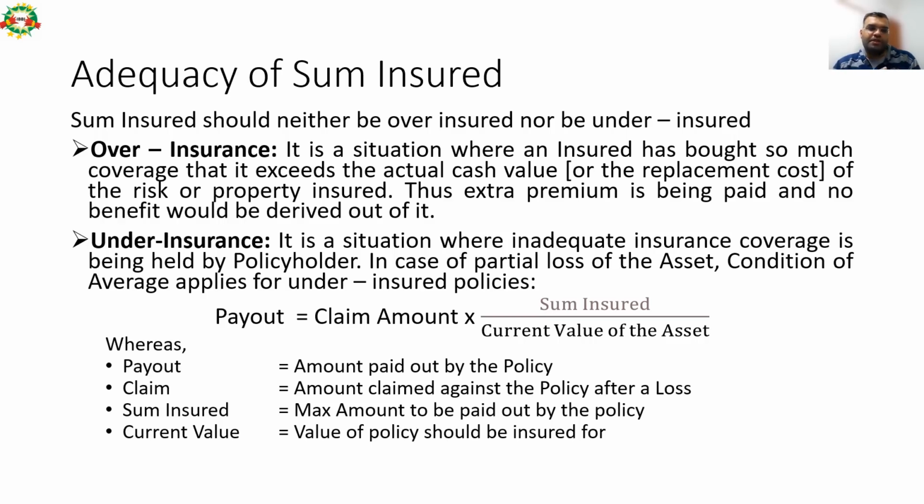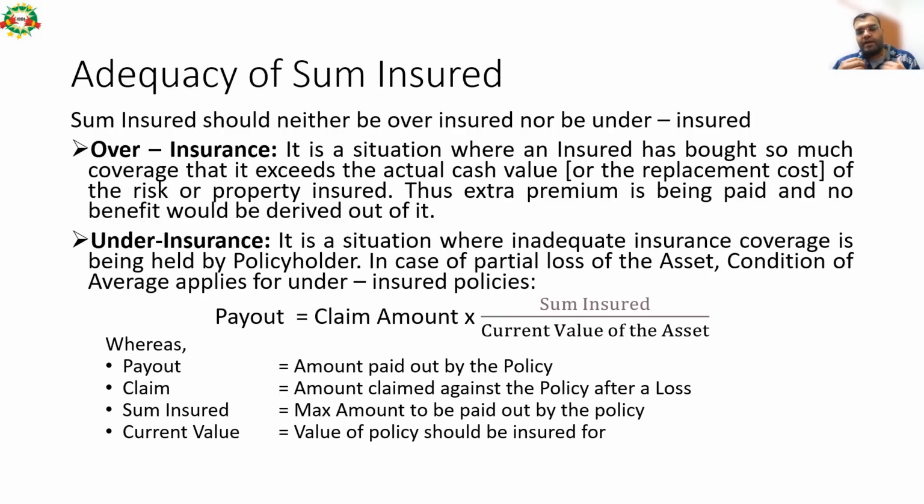So, adequacy of sum insured. Sum insured should neither be overinsured nor underinsured. So what is overinsurance and underinsurance? Overinsurance is a situation where an insured has bought so much coverage that it exceeds the actual cash value or the replacement cost of the property insured. Extra premium is being paid and no benefit would be derived from it.